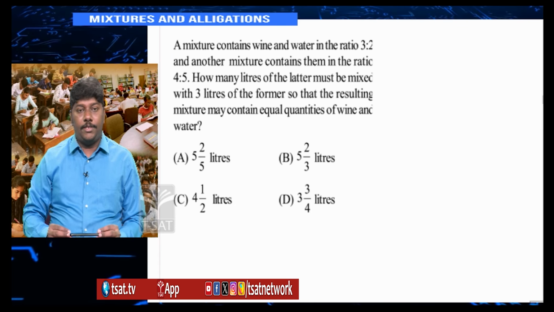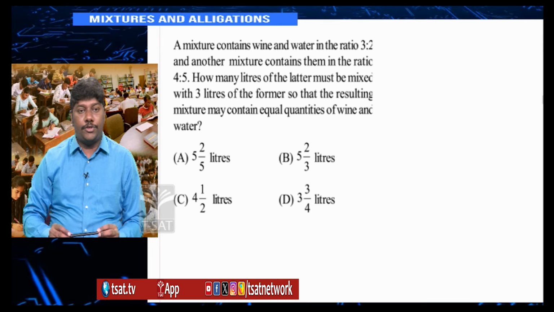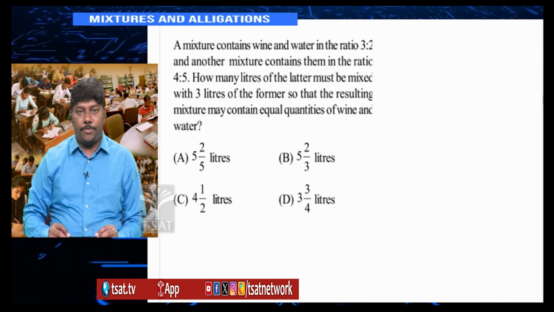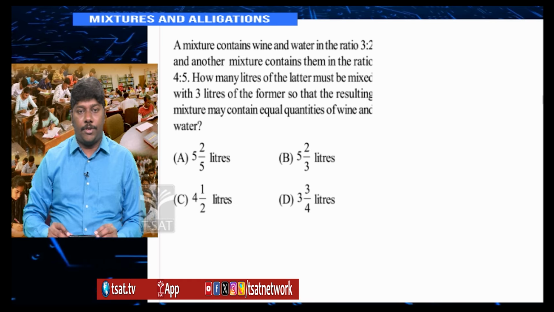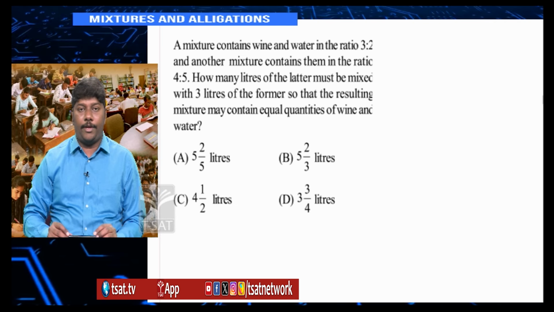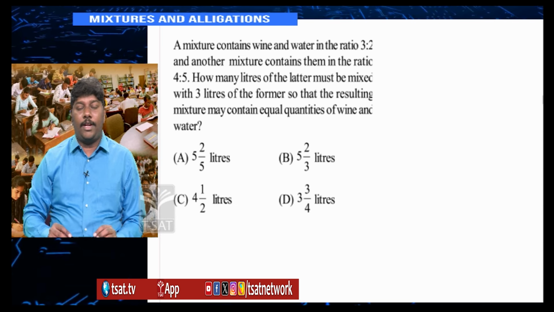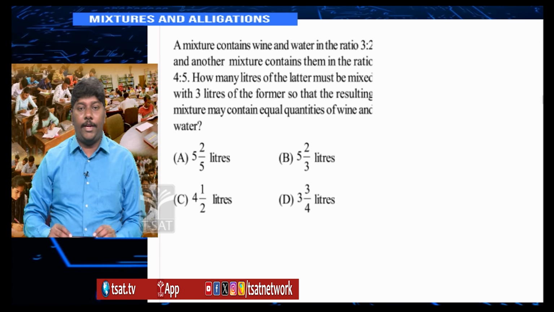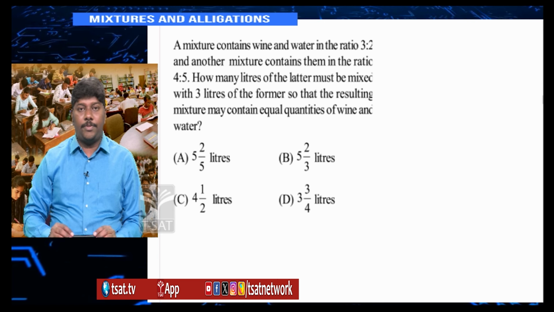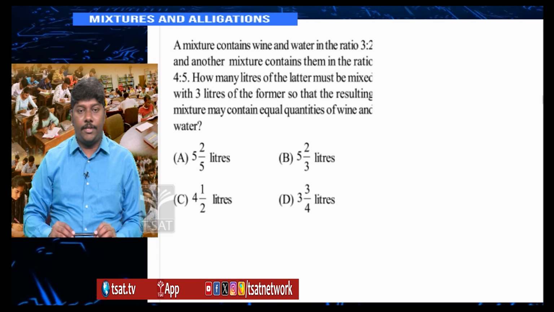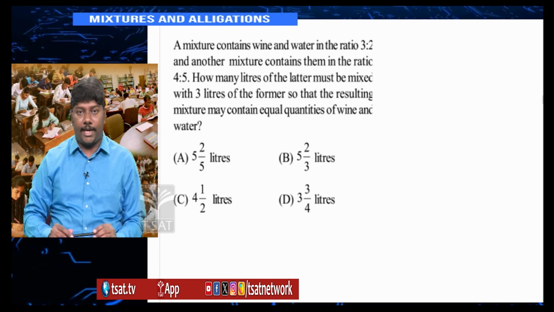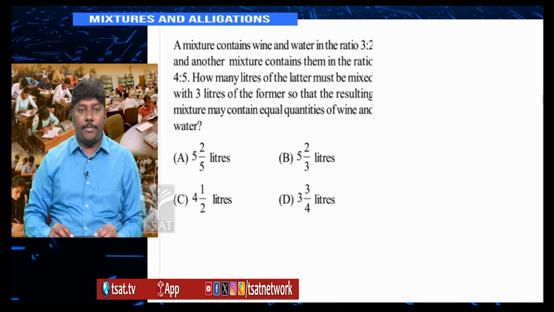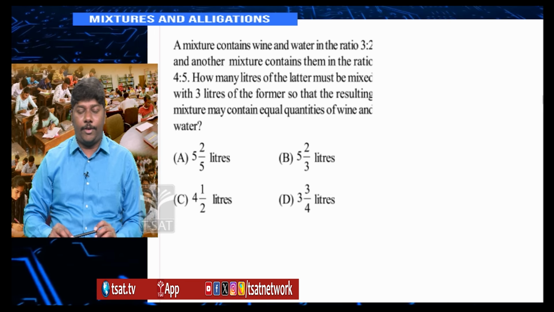A mixture contains wine and water in the ratio 3:2. Another mixture contains them in the ratio 4:5. So the first mixture contains wine and water given. The second mixture also contains wine and water given as 4:5. He is asking how many liters of the latter, latter means the second mixture, must be mixed with 3 liters of the former, which means the first. He is asking you what is N2, so that the resulting mixture may contain equal quantity of wine and water.